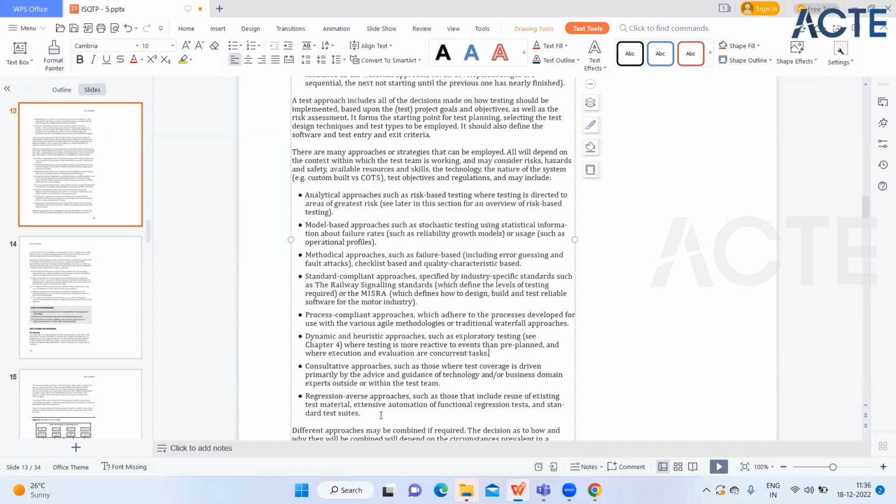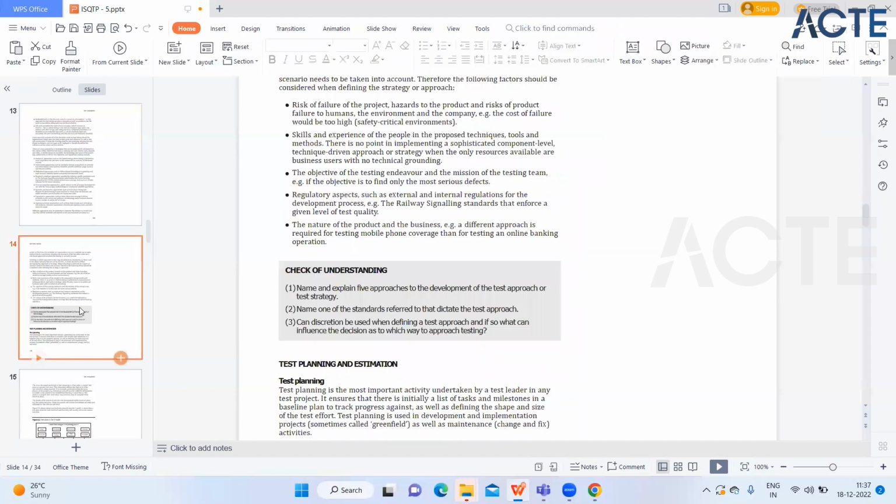And after that, we'll be having the consultative. If we are not having the knowledge or information about the software project or product, then definitely we will consult someone who is related to that business or domain. Then it's a kind of consultative approach. And after that, last one is regression-averse, in which we will be just reusing the same component or same testing which we have performed previously. Then we will follow this regression approach.